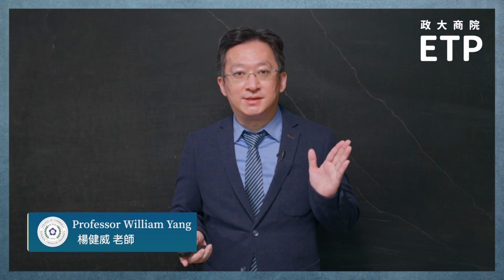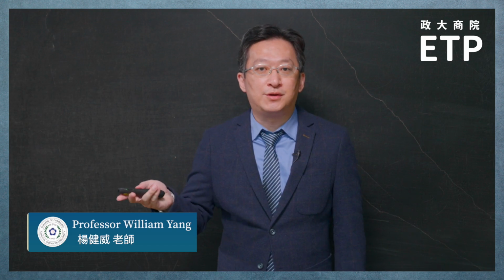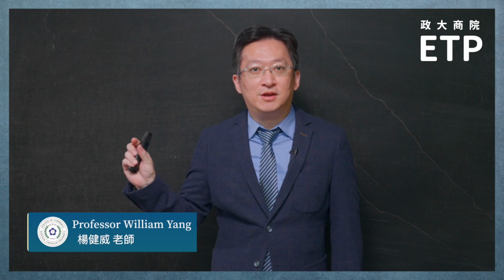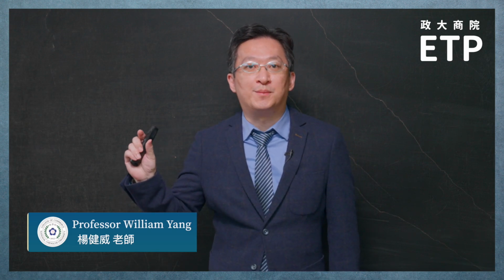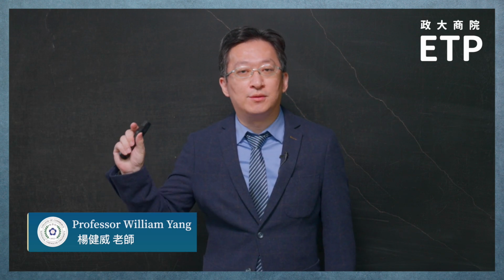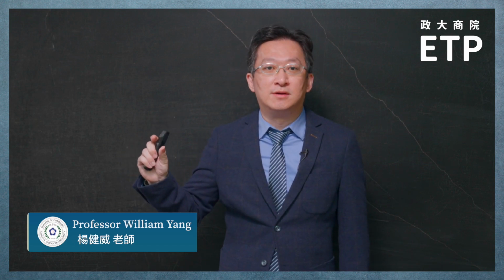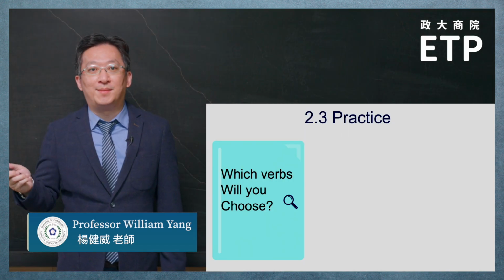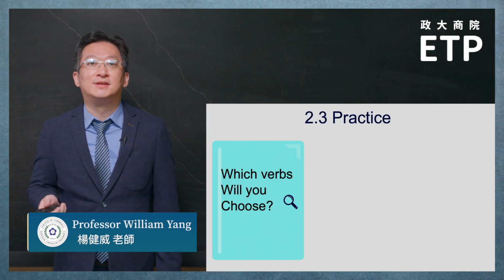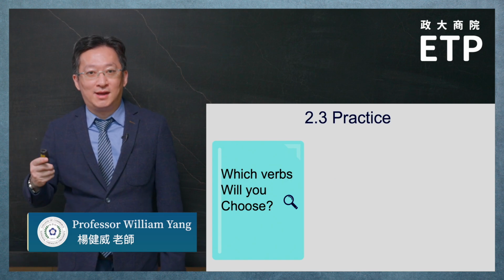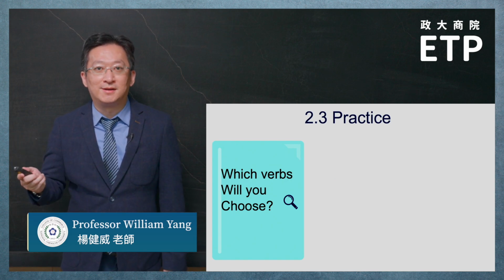Now let's try some little practice. I would like you to take a look at the 2 sentences here. You may want to ask yourself which reporting verbs you will choose. You can try to show the author or the speaker's stance or levels of certainty. So now give yourself about 20 seconds, and we're going to have a look at the answers later.